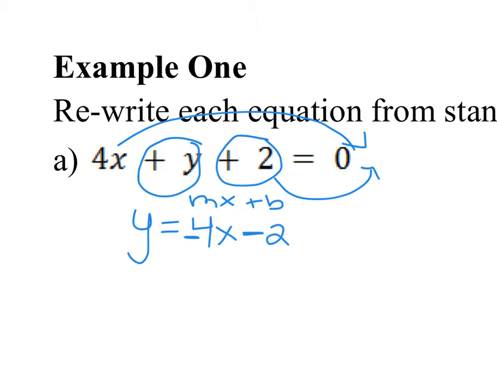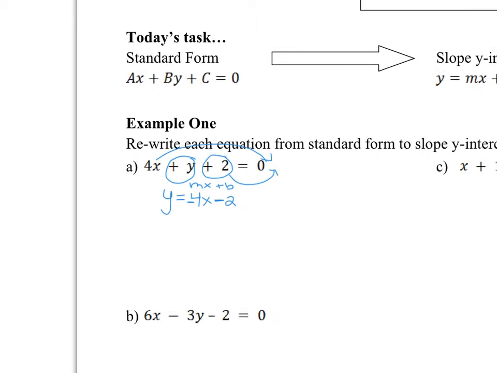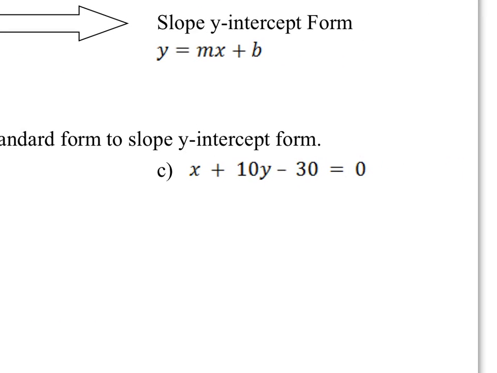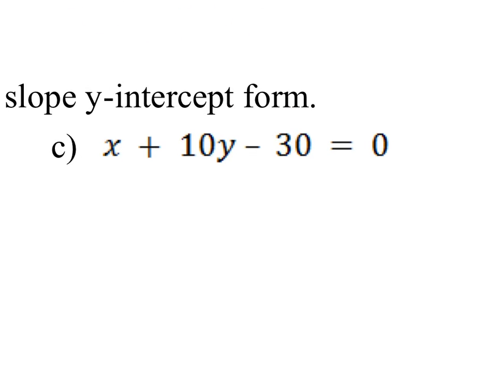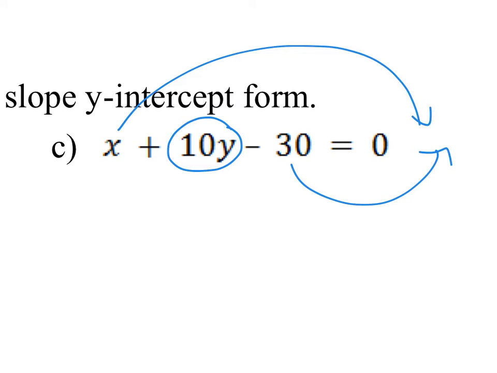It's really not that complicated. It's going to get a little bit harder when our y value has a coefficient in front that isn't a 1. So let's see some examples of that. For our next example, for c, again, we're going to identify our y, keep it by itself on the left side, bring everything else over, change the signs. So I'm going to be left with 10y equals negative x plus 30. But now there's a problem, because it's not y equals mx plus b. It's 10y equals negative x plus 30.